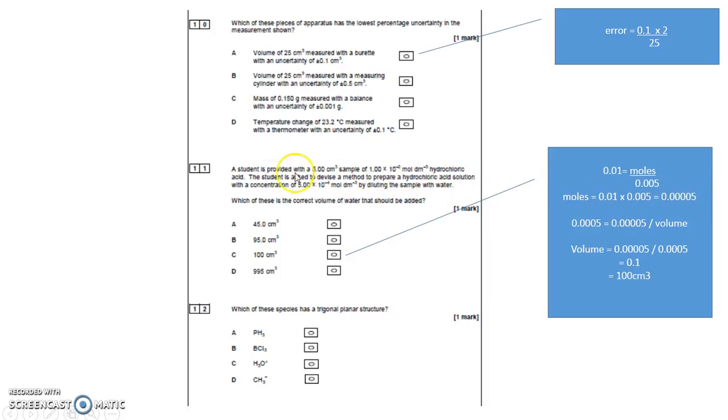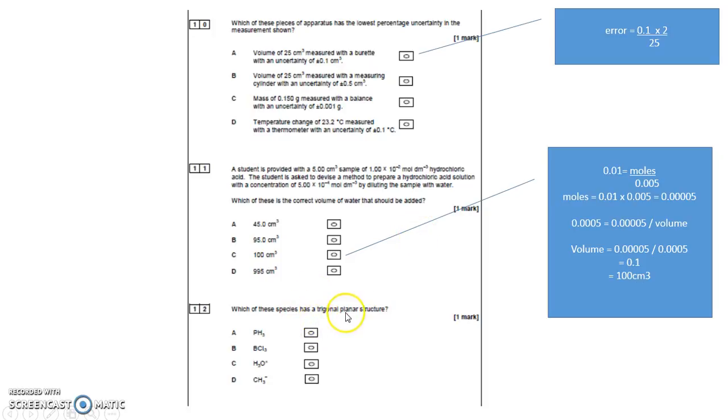So when you come to make a concentration that is slightly different, concentration is moles divided by volume. You've not changed the number of moles of hydrochloric acid, you've just diluted it with water, so 0.00005 is the number of moles that you had before, divided by the volume. Rearrange it, volume is 0.00005 divided by 0.0005, and it's 0.1, and that in decimeters cubed is 100 centimeters cubed.